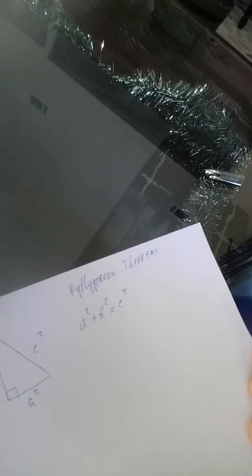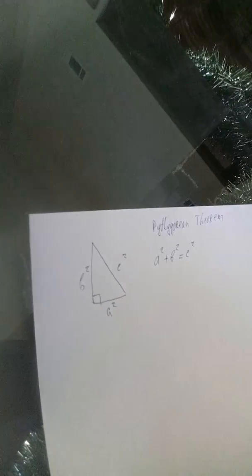Hi, how you doing? My name is Artem Ishkov, and today I'm gonna prove the Pythagorean theorem: that in a right triangle, the square of the first leg plus the square of the second leg equals the square of the hypotenuse. And basically on paper it looks something like this: a squared plus b squared equals c squared.